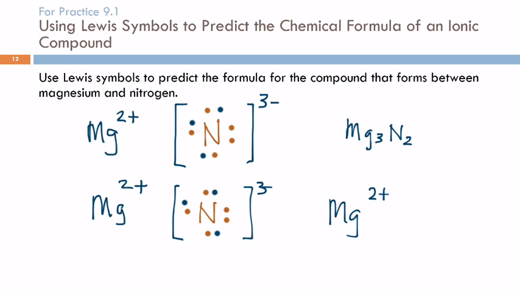We learned how to do that kind of by magic before, just looking at charges and crisscrossing. But this explains better what's really going on. Any questions?